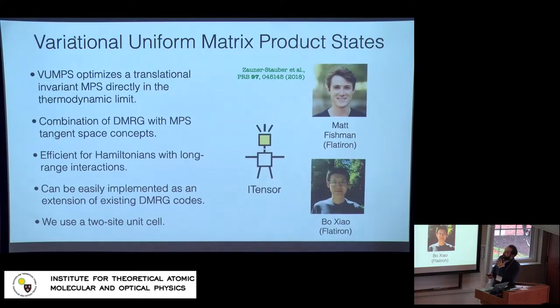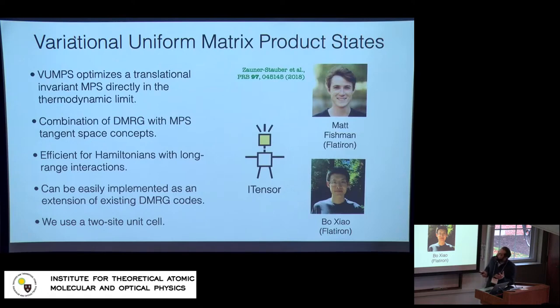So I can't really say much about the method because I'm not a DMRG expert or even a DMRG person. But this is based on DMRG. It's called variational uniform MPS, matrix product state. It's translationally invariant. It directly works in the thermodynamic limit. And it's basically like what Philip said earlier. You have a unit cell, and you just repeat the same unit cell to get the thermodynamic limit.